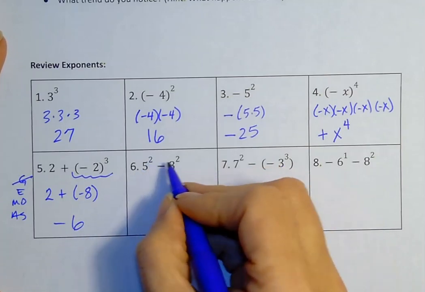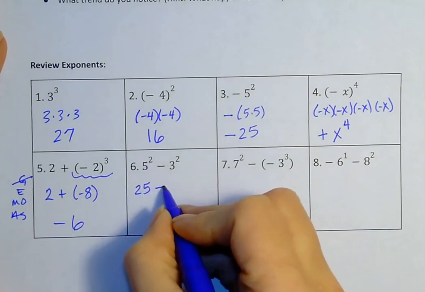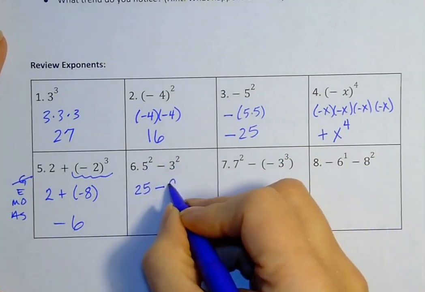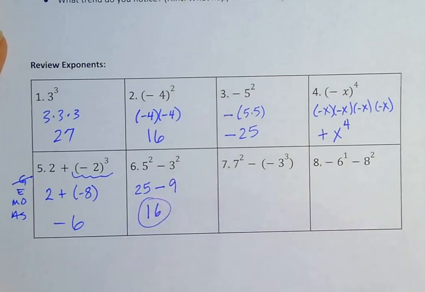GEMDAS. So I have to do the exponents first, and then I can subtract. So 5 squared is 25 minus 3 squared is 9. 25 minus 9 is 16 is my answer.